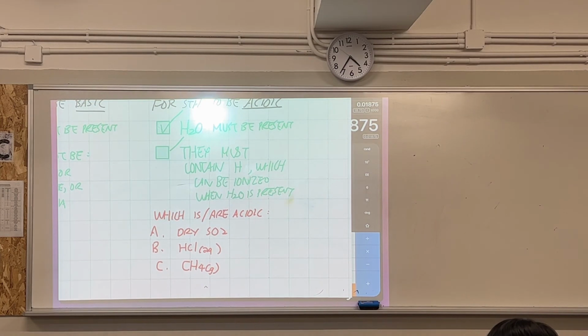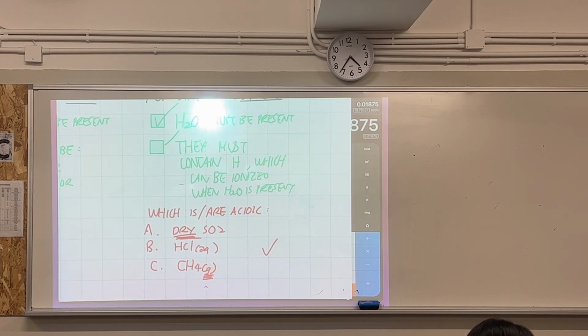So which of these is or are acidic? B only. Okay? The first one is not because it is dry. The third one is not because it does not contain ionizable hydrogen, and also it is a gas. And it also does not ionize. So therefore, cross and cross.